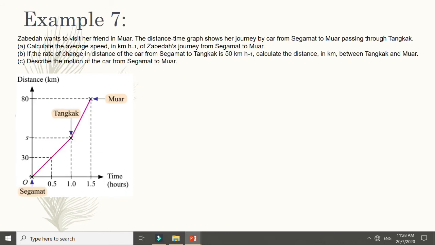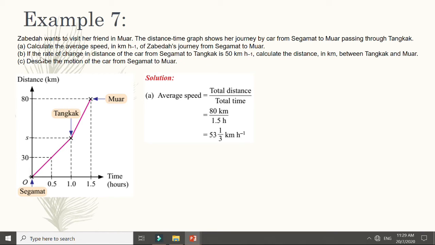Then we look at example 7 here. Zabeda wants to visit her friend in Muar. Here, this is Muar. The distance time graph shows her journey by car from Segamat to Muar. Okay, Segamat to Muar, passing through Tangkak. A, calculate the average speed in km per hour of Zabeda's journey from Segamat to Muar. So you have learned on how to find the average speed already. The formula for average speed is total distance over total time. So total distance is 80, the time is 1.5. 80 divided by 1.5, you have 53 and 1/3 km per hour.